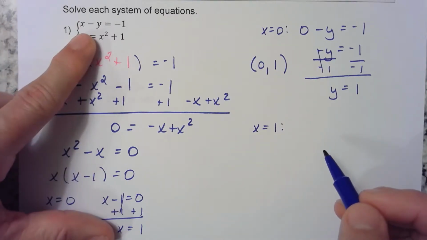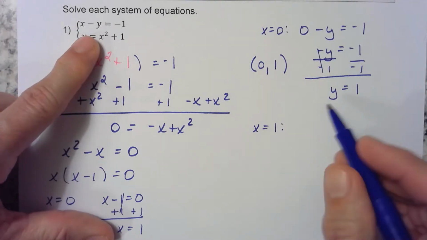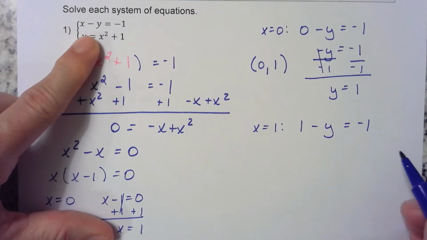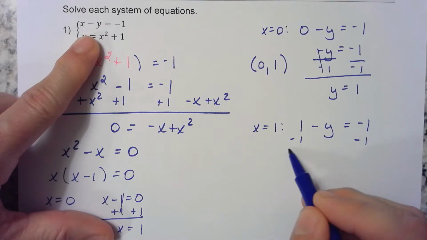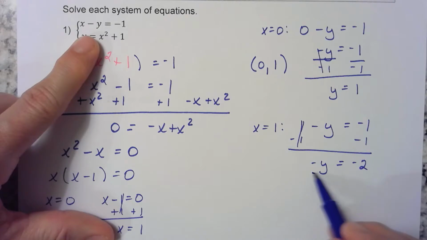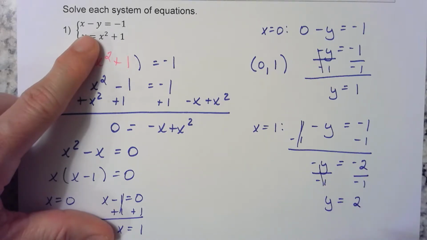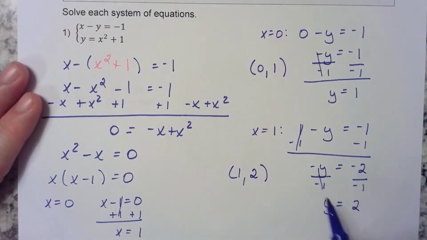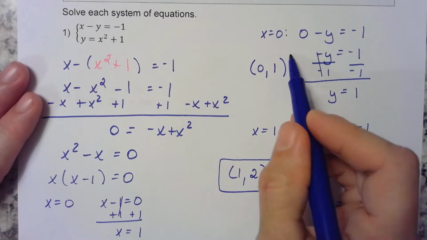So we'll have 1 minus y equals -1. Subtract 1. -y is equal to -2. Divide by -1, so y is equal to 2. So when x is 1, y is 2. So we think that these are our solutions. We just want to check them to make sure they work.